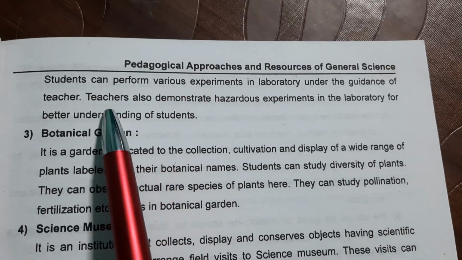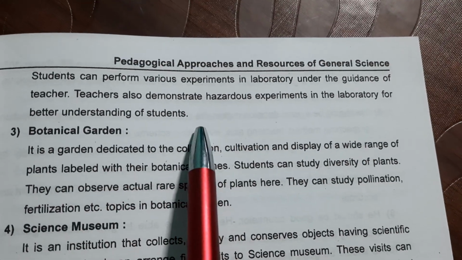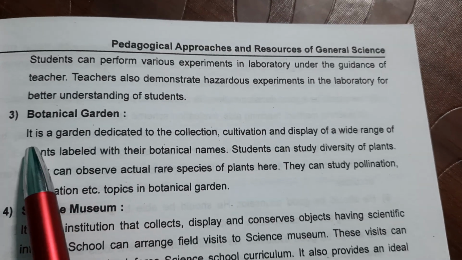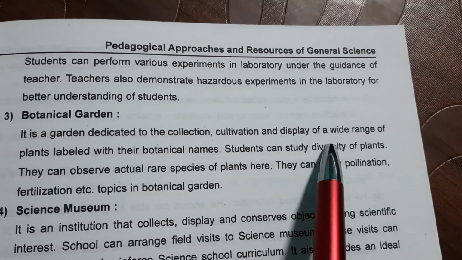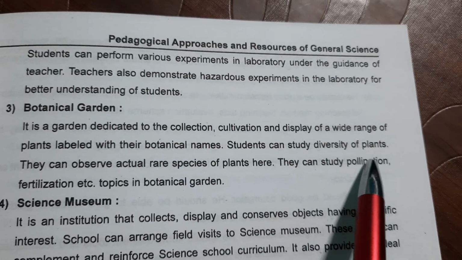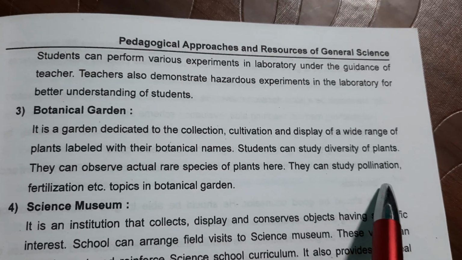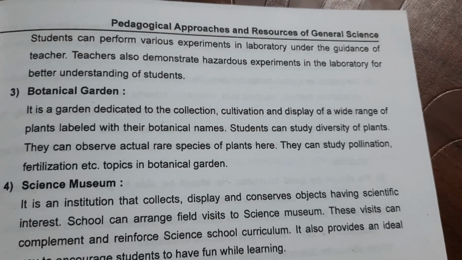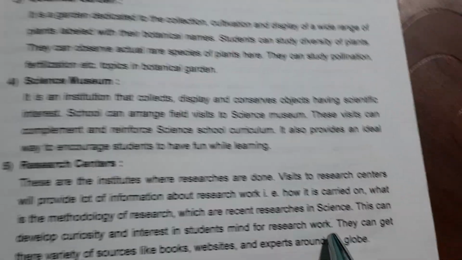Teachers also demonstrate hazardous experiments in the laboratory for better understanding of students. Next we have the botanical garden. It is a garden dedicated to the collection, cultivation and display of a wide range of plants with labels and their botanical names. Students can study the diversity of plants. They can observe actual rare species of plants here. They can study pollination, fertilization, etc. topics in the botanical garden. Okay, I hope you can see this clearly. I can just take a screenshot of it and start writing these notes.